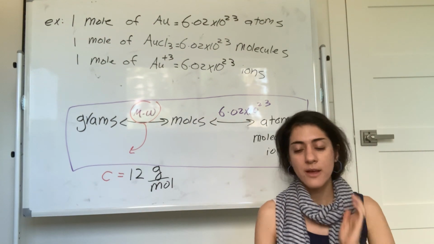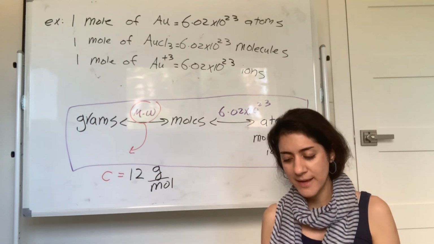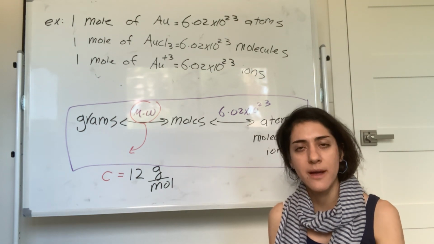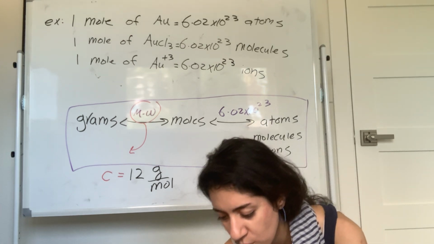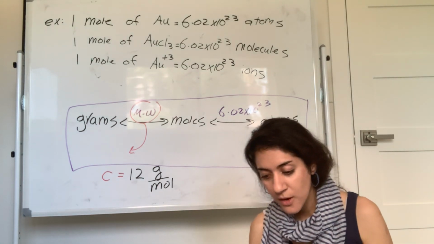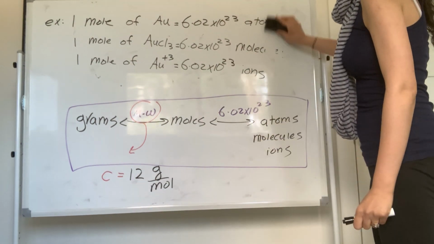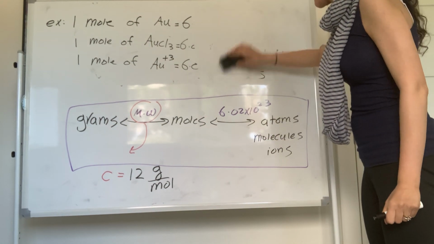Okay, I need you to remember that. So the unit for a molar mass, for molecular weight, is 12 grams per mole. Grams per mole. We're good so far? Okay. Now, I need you to have this in front of you as we're doing practice problems.